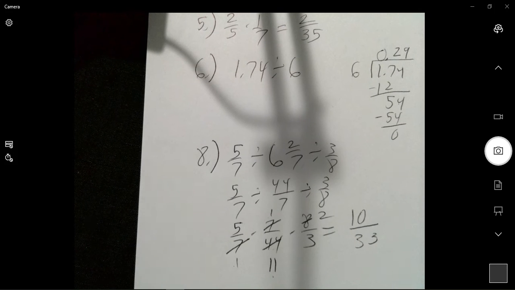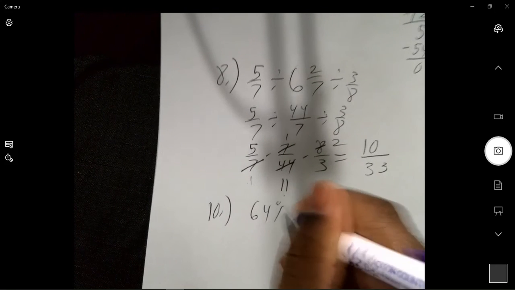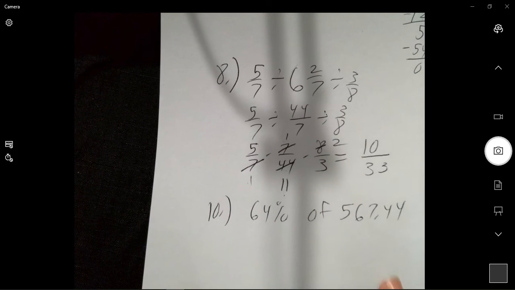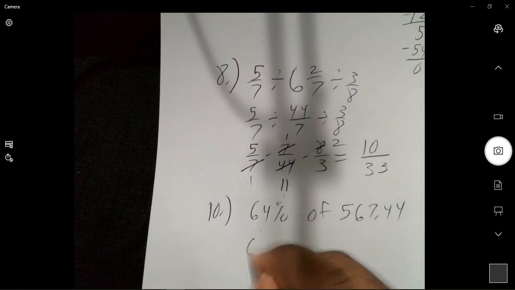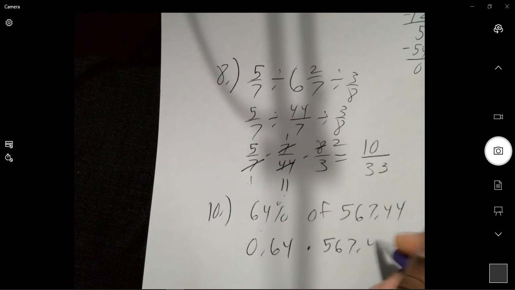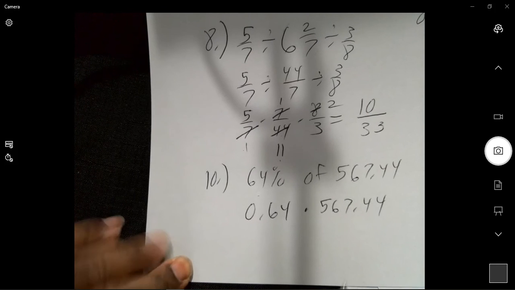Now, the next problem and the last problem will be problem number 10. We had the problem, it was supposed to be 64% of 567.44. And we were supposed to rewrite this and solve. 64% will be rewritten as 0.64, and of means multiplication, so 0.64 times 567.44. Now, what you ended up doing, you made this 0.64 that it was supposed to be into 0.54.